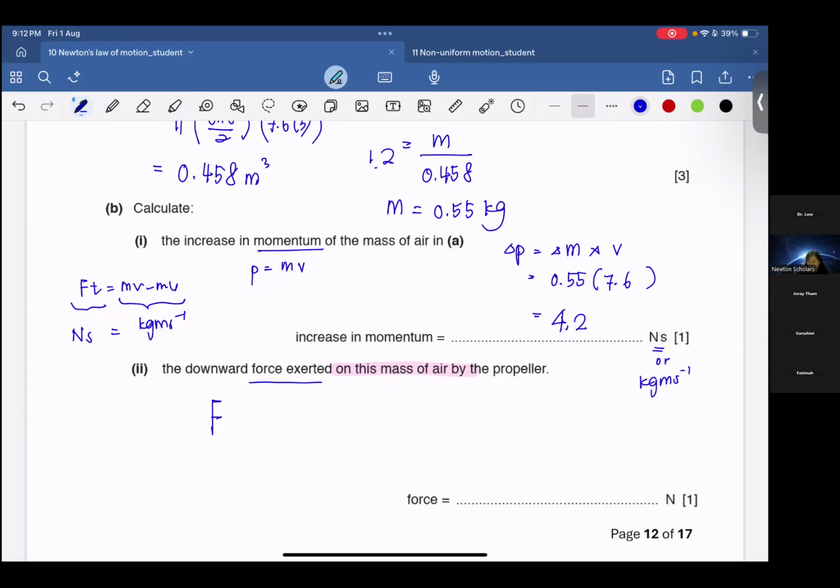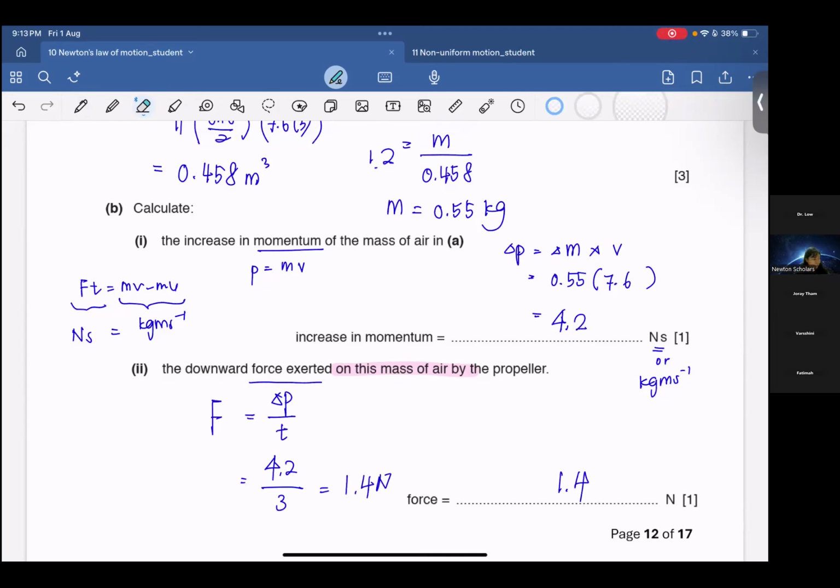But one is correct, 1.4 Newton. Okay, here: change in momentum divided by the time. We know that the time is 3 seconds and the momentum is 4.2. So at the end it is 1.4 Newton. One question to another question, they're related to each other. You see, we're using the 4.2 we just calculated.